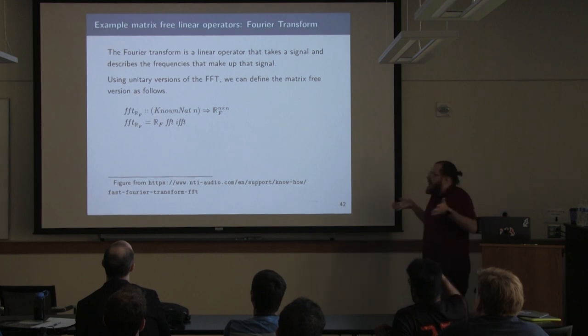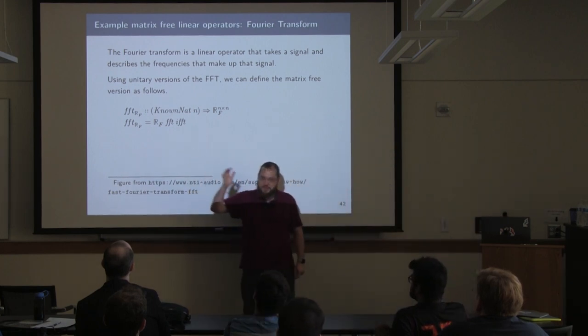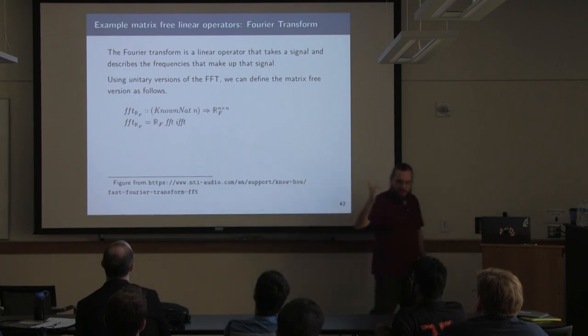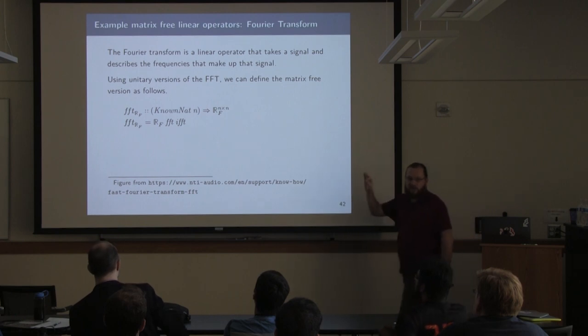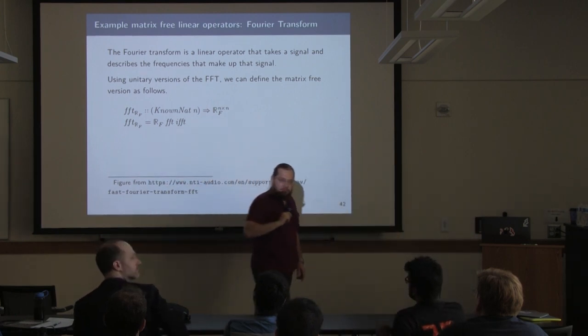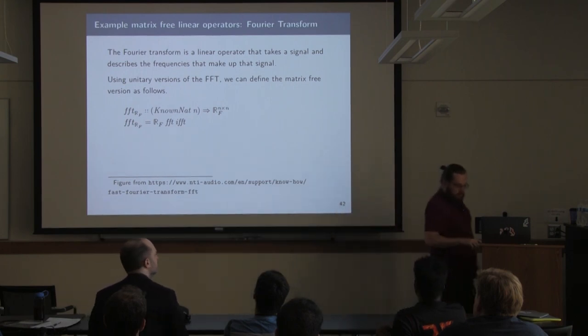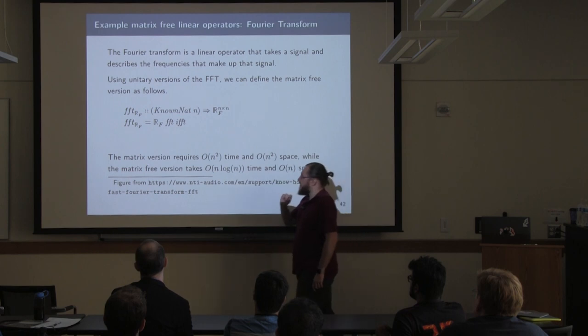So assuming I have a good FFT function in Haskell and a good inverse FFT function in Haskell, and I'm using the unitary version of the FFT, then I can define my matrix freeform like this, where now I have something more complicated. It's still an n by n, but my forward and transpose functions are a little bit different.